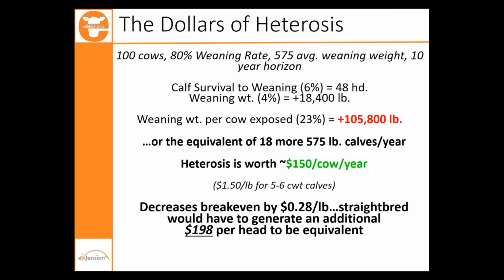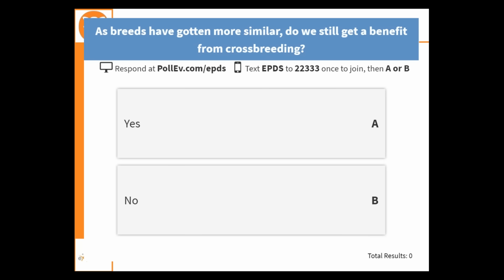Okay, so another question we can think about is, we know breeds have changed a lot over time, and what consequence might that have to our ability to use them in crossbreeding? So let's take that question to our audience and see what they think. As breeds have gotten more similar, do we still get benefit from crossbreeding? Do we think that's yes or no? If you think yes, go ahead and text in A. If you think no, text in B. Do we still get a benefit from crossbreeding? Yes or no?